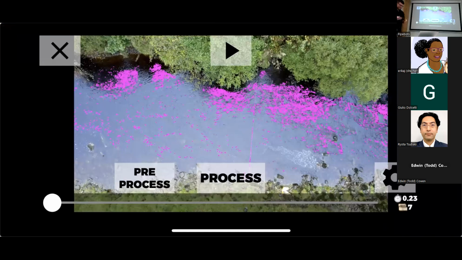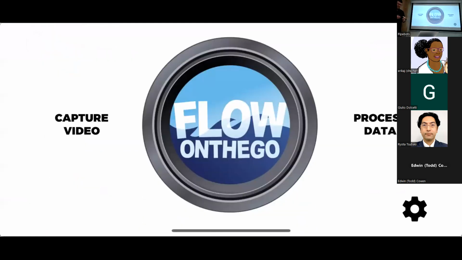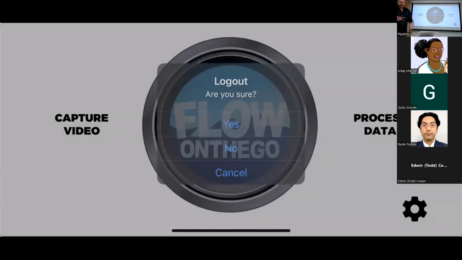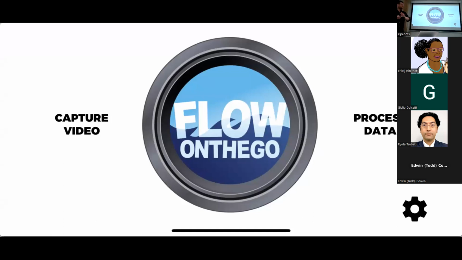We've been working on this a little bit, and one of the things that has slowed us down is GDPR, because we want to be able to get you in here, log in, and look at your videos. So I'm just going to pretend I've logged in. Okay, so we enter this flow on the Go screen.